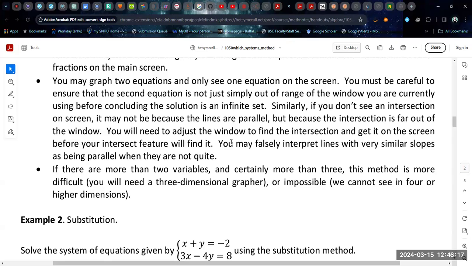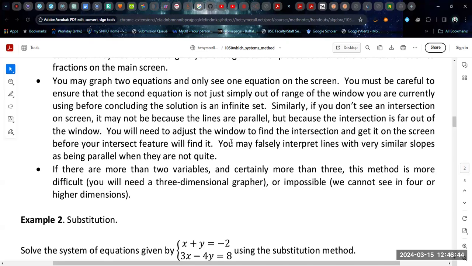You may also need to adjust the window to find where the intersection is. And so that is another, if you use the intersection function, if it's not on your screen, you may not actually get the calculator to find it, in which case you may falsely interpret that as actually the second line not being there, or there being no intersection, or being that infinite set of solutions, when in fact that is not the case.